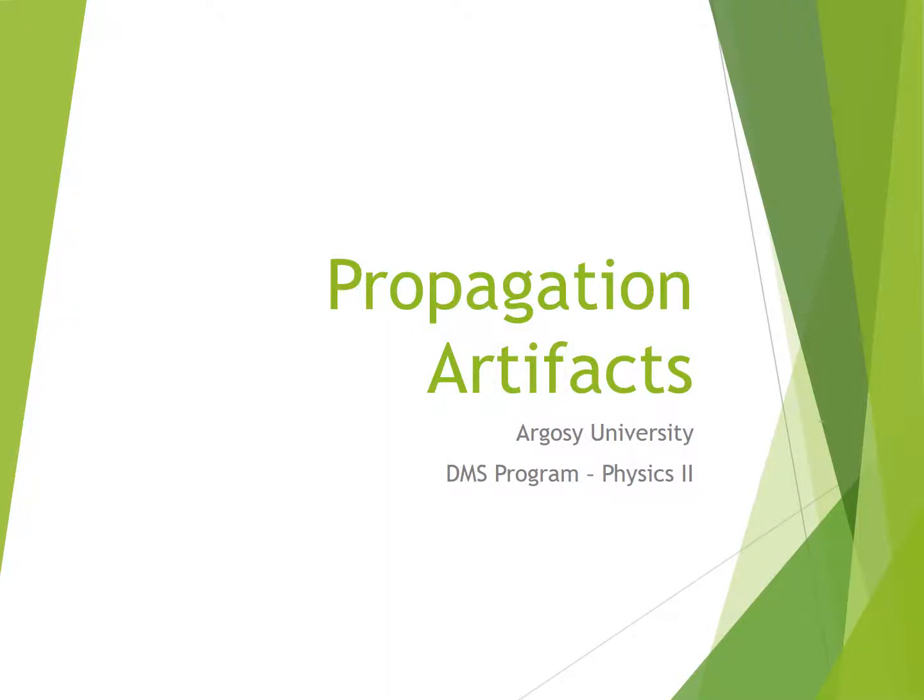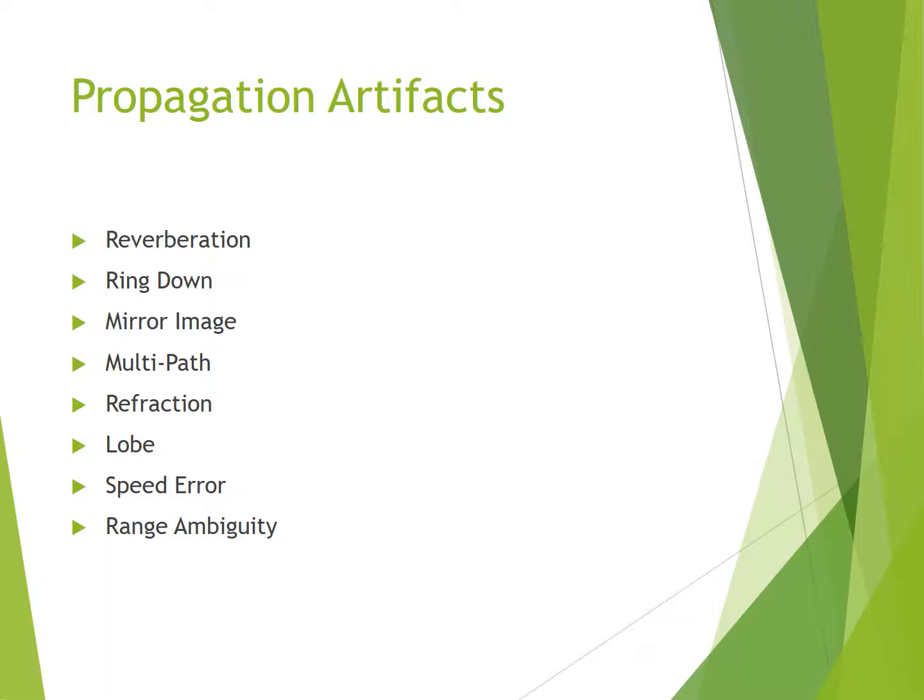This lecture is going to cover propagation artifacts. Propagation artifacts make up a good chunk of the types of artifacts that we will see in our images. You will need to know all of these propagation artifacts, what assumptions they are violating, and how to correct for them. The propagation artifacts that we'll be covering today are reverberation, ring down, mirror image, multipath, refraction, lobe, speed error, and range ambiguity.